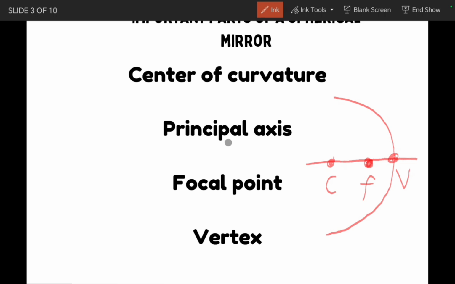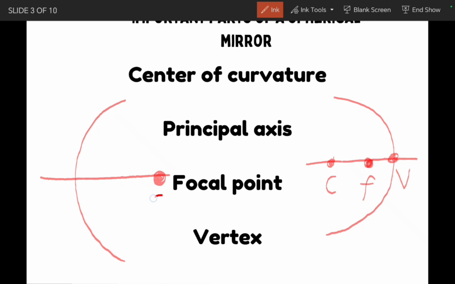Now let's draw for convex. So convex is outward, its bulge. So let's draw first the mirror. And as for me class, I find it okay if I draw first the principal axis. So we have here the principal axis passing through the mirror. Now let's find the center of curvature, the center of a sphere. So it is somewhere here, let's say. And of course, the focal point or the focus, which is located between the center of curvature and the vertex.